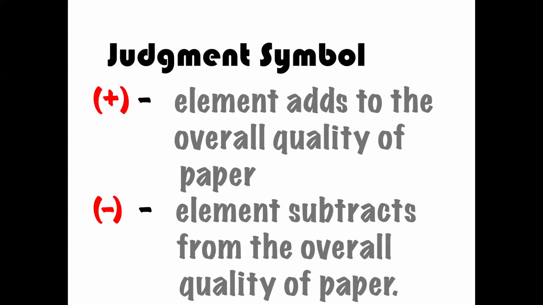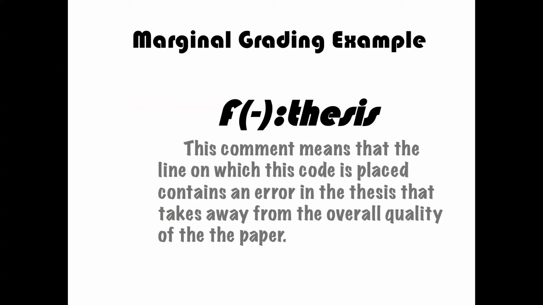The next step in the process of the symbol is a plus or a minus. Plus means that the element is adding to the overall quality of the paper. Minus is that the element is subtracting from the overall quality of the paper. In some cases, they might be doing something with their style that's incredibly positive, and I want to make sure that I highlight that as well as mark out those areas that I think the student needs help in.